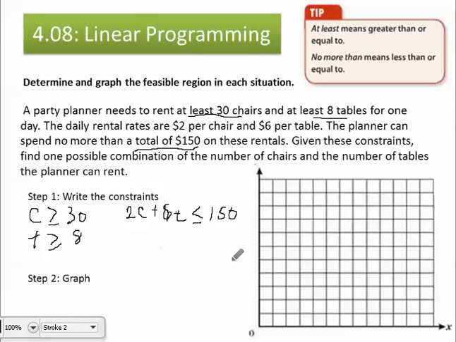Well, going up and down is going to be T for tables. Going left and right is going to be C for chairs. Since we need 30 going across the chairs, I'm going to count by fives: 5, 10, 15, 20, 25, and 30. And I'll count by fives going up too: 5, 10, 15, 20, 25, and 30. So chairs has to be greater than or equal to 30. That's going to be right over here at the 30 mark, and it's going to be a line going up like this.